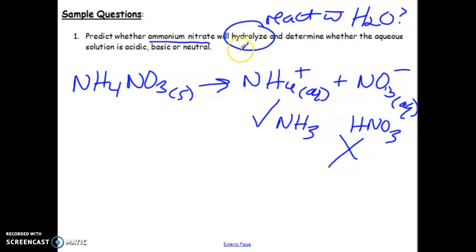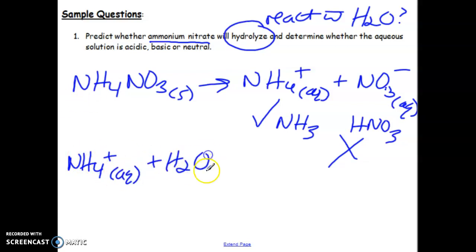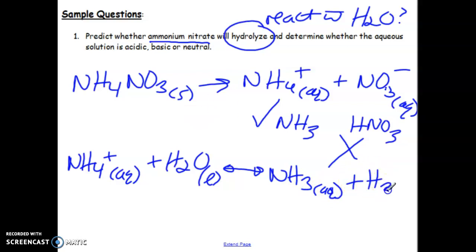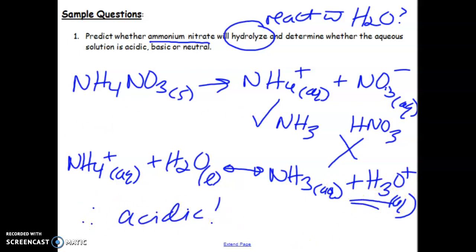So the answer here is yes, ammonium will hydrolyze. So we would write out our reaction. Anytime the answer is yes there, you should be writing out your hydrolysis reactions. So this is going to be making NH3. It's actually the same example that we had done earlier. So what ends up happening as a result is we are going to have an acidic solution because we have a hydronium that is being produced here.